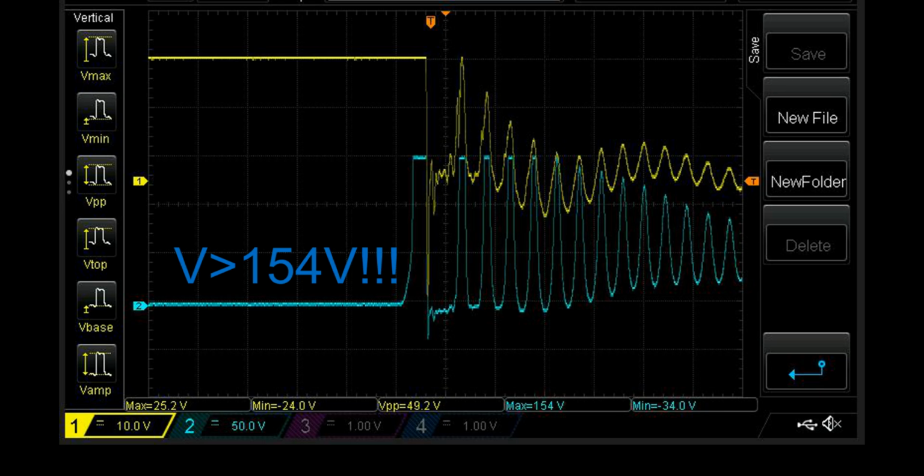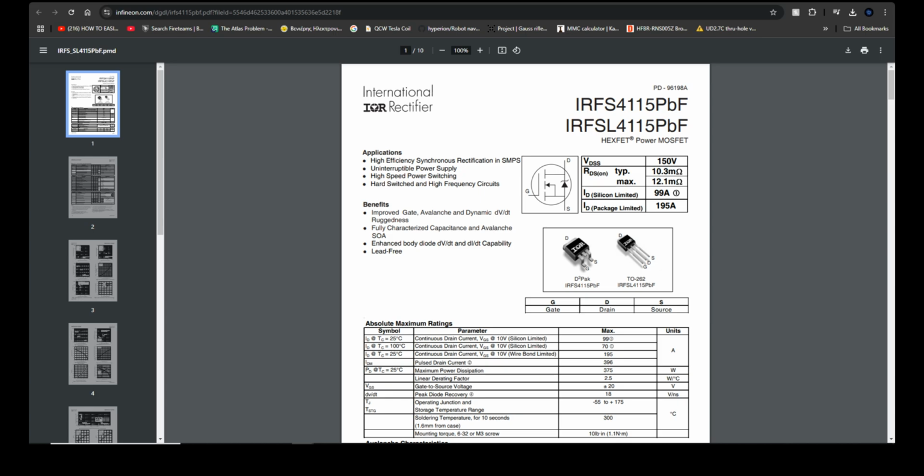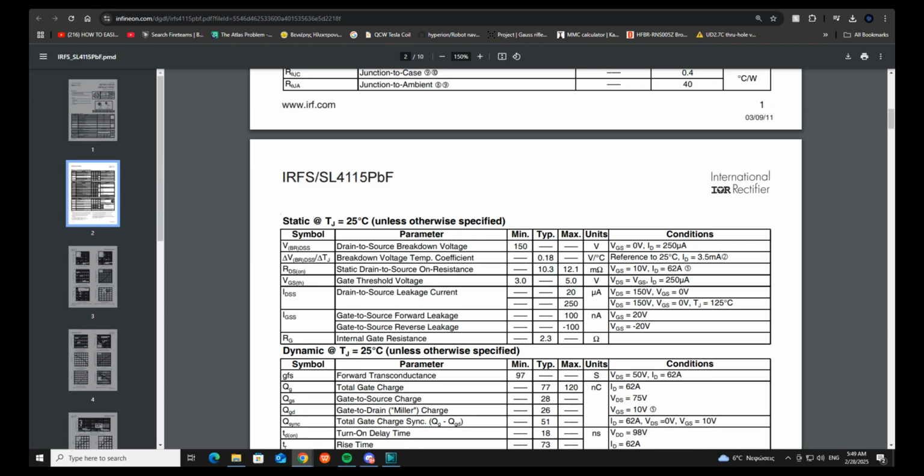My coil with no protections and a 20-volt input can reach a voltage of 300 volts for a very small amount of time, which then oscillates away. The MOSFETs I have chosen have a drain source breakdown voltage of about 150 volts. So anything higher than that can kill them, so we must protect them.